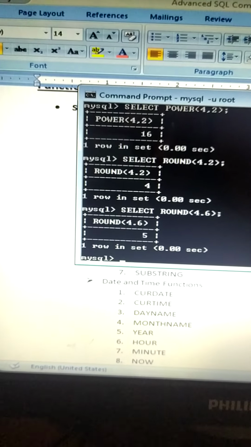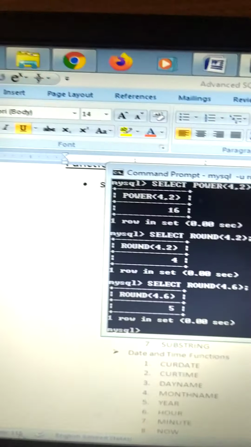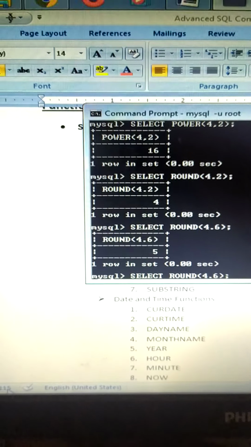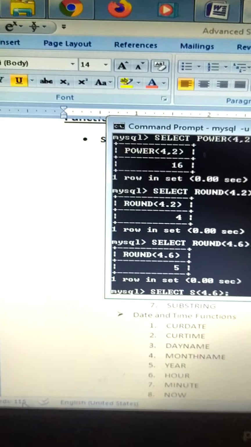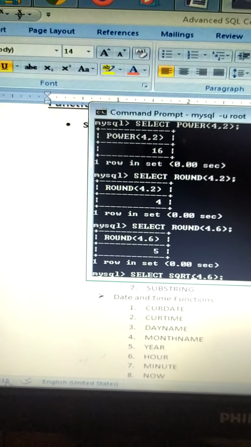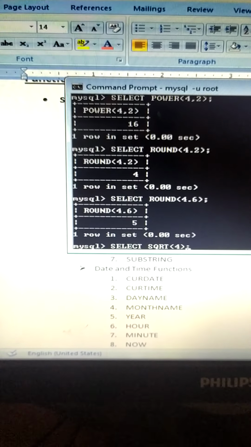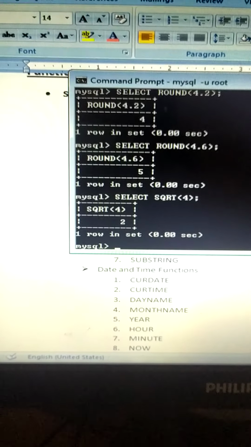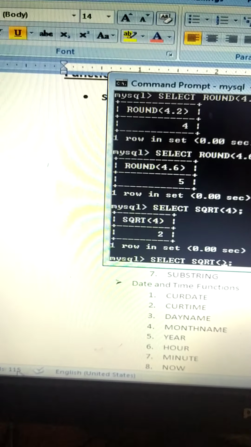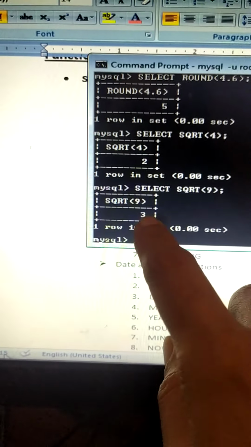Next is square root. I think everyone knows what square root means. So let's study it with an example. Select square root, that is SQRT, of suppose 4. So what is the square root of 4? It is 2. So the answer is 2. Similarly, select square root of 9, the answer is 3.